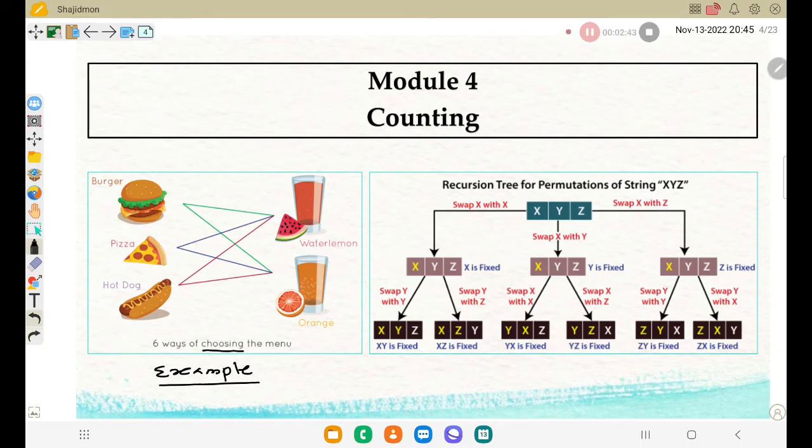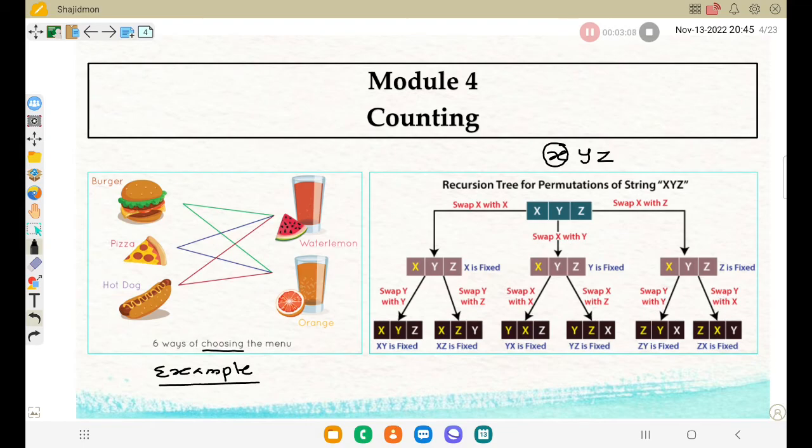Now another example: recursion tree of permutations of the string x, y, z. That means we have the letters x, y and z, correct? In how many ways can we arrange these letters? I write x first, then you can write y first, you can write z first, like that. How many ways can you arrange these three letters? That is the second question here.